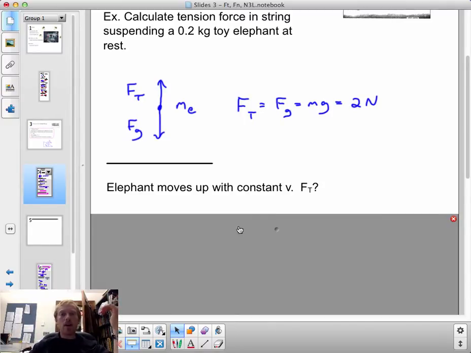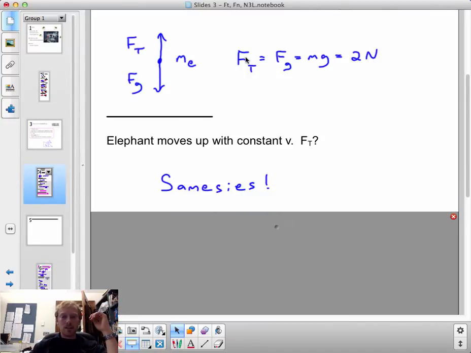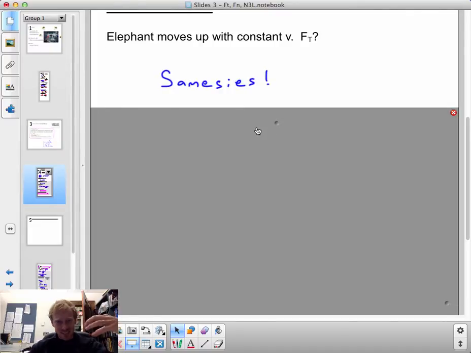Let's say that the elephant moves up with constant velocity, being pulled by that string. Well, as you can see, we're walking through the same sort of thought process as we did with the normal force and the squirrel on the platform. It's the same tension force when the string is being lifted with constant velocity, when the elephant is being lifted with constant velocity, as when it is just being held at rest. That is surprising because there is something upward about it, about the motion of the situation here.